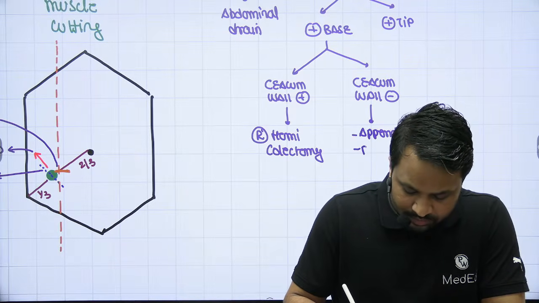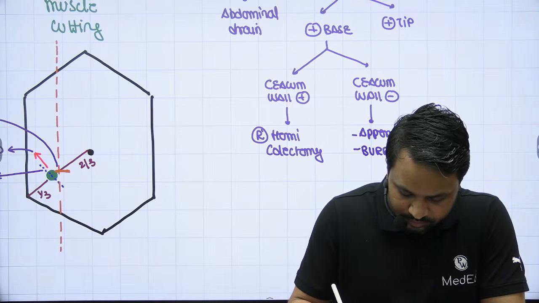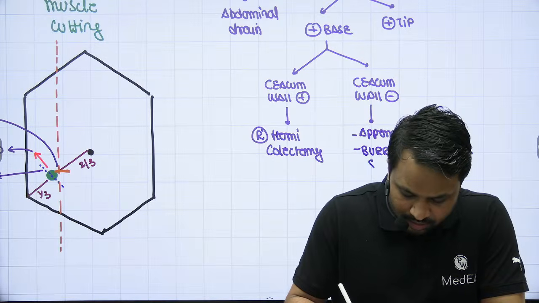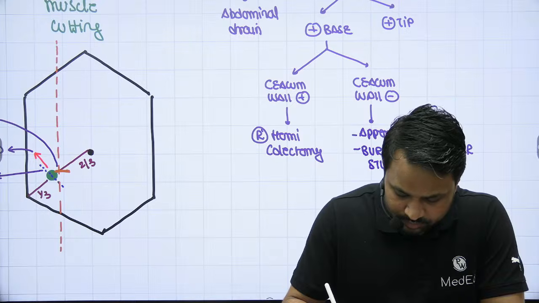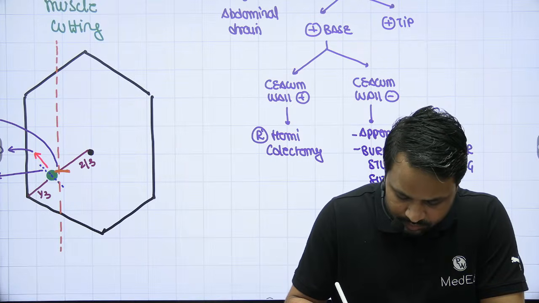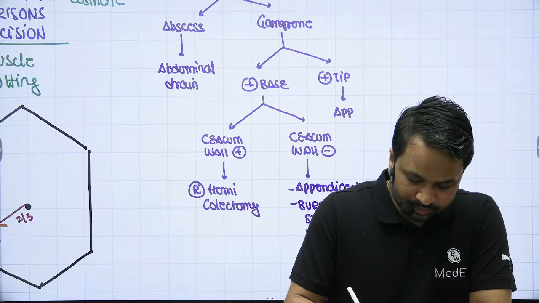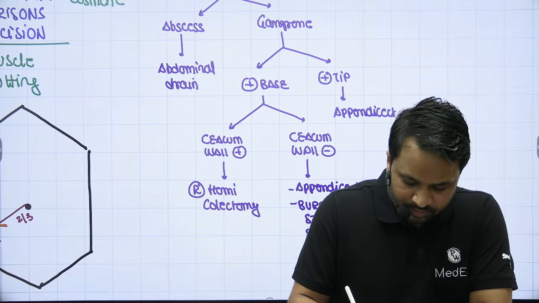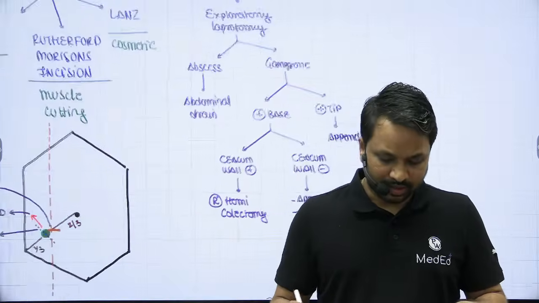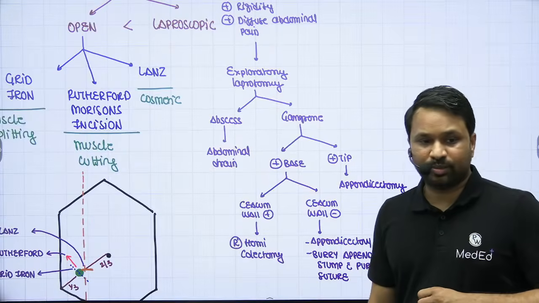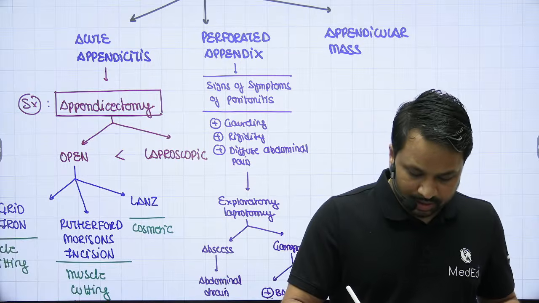And you have to bury the appendicular stump with a purse string suture. If it is just involving the tip, then perform an appendicectomy. So this is in terms of complications. The last one that you get is going to be your appendicular mass.